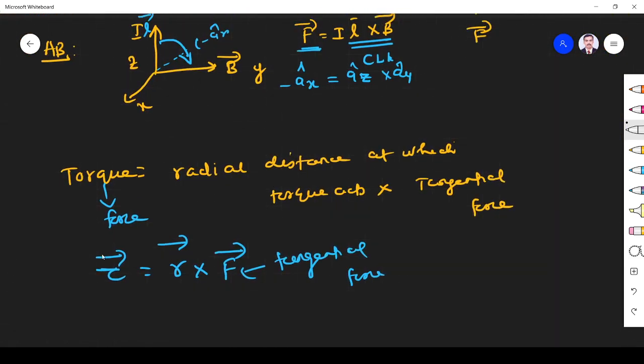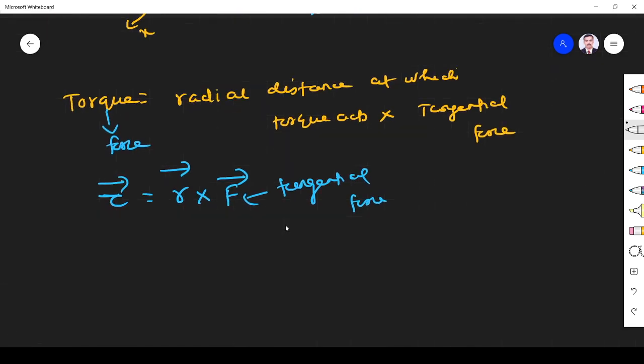So why do I take cross product? Because R is a distance vector, F is also a vector force. But why do I take cross product? Because if you take R dot F, it will result in a scalar quantity, but torque is a vector quantity, so cross is important. Another reason is that when R cross F is taken, the cross product only will result in rotation. Dot product will not result in rotation. So I can give two reasons for that. Tau is equal to R cross F.